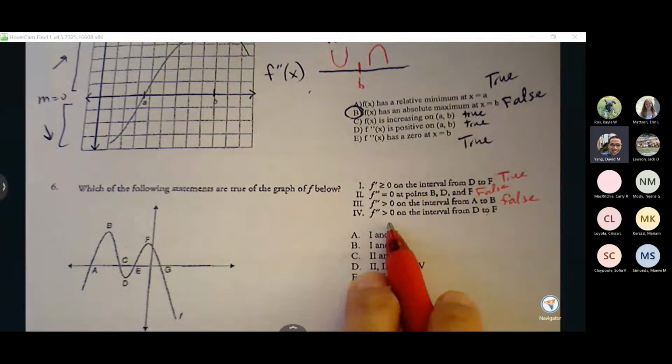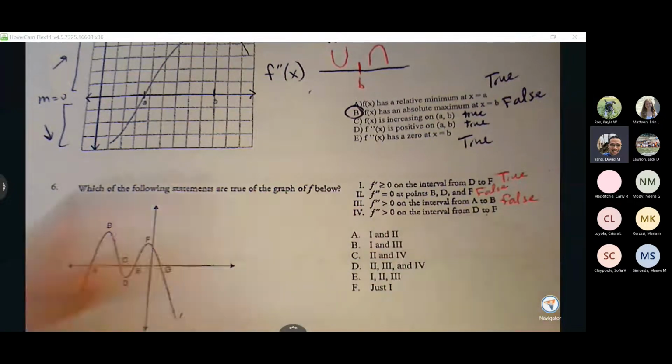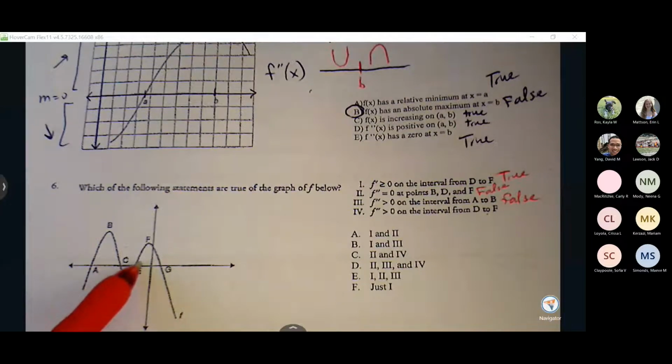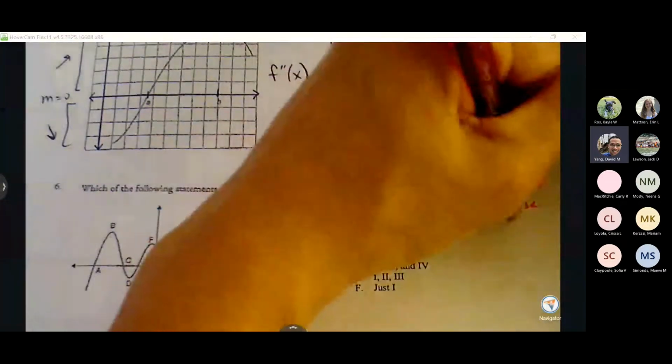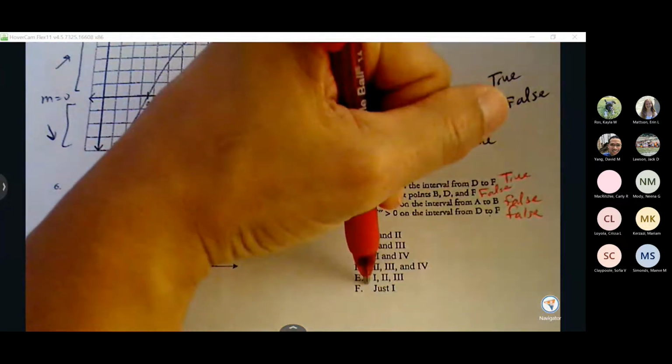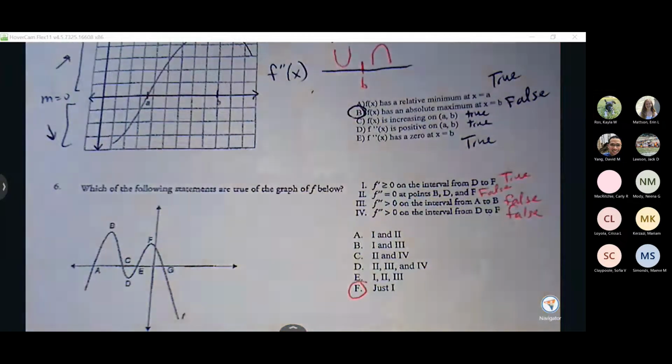Second derivative, concave up from D to F. It is also false, right? We know that concavity is going to have to change. And by the time it hits F, it should be concave down, right? It's not going to be concave up still. So this is still also false.